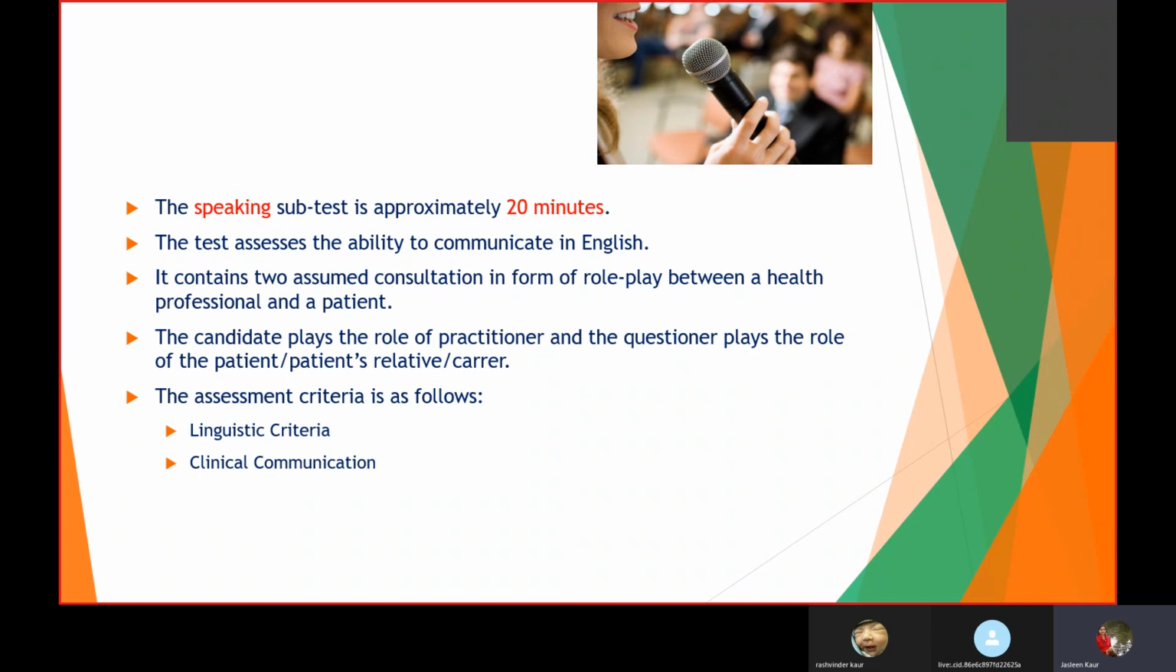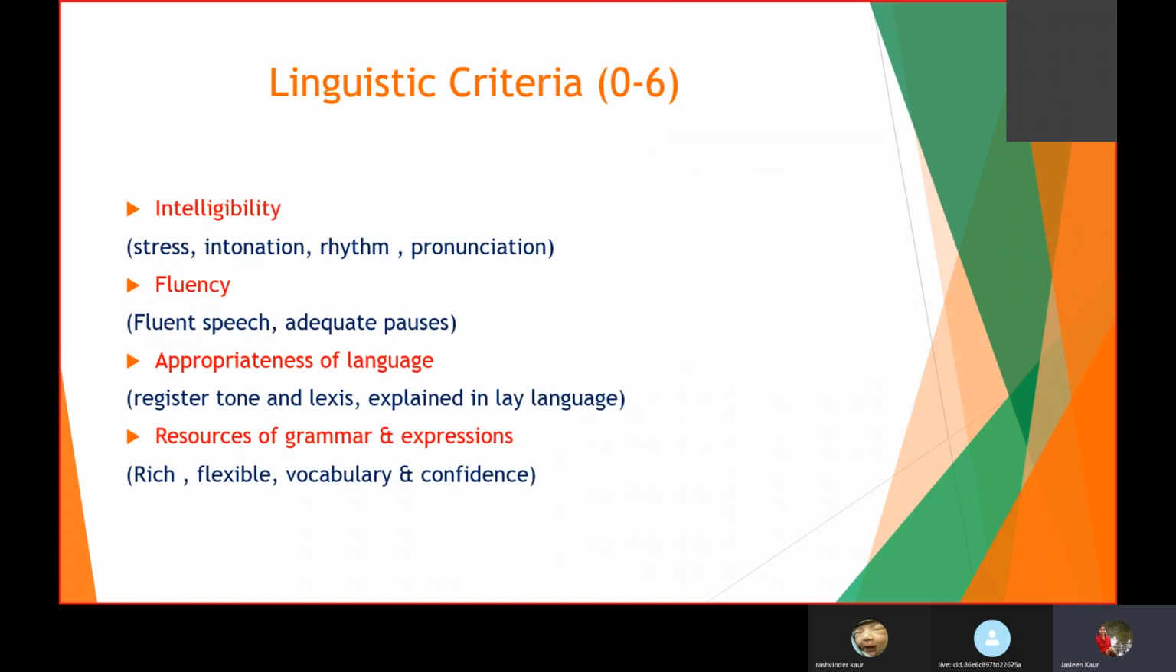Now, this assessment criteria is basically divided into two. One is linguistic, very much related to the English language, and the second is clinical communication. I'll just take you through a brief of that, not in depth. We can take a separate session in depth later on.